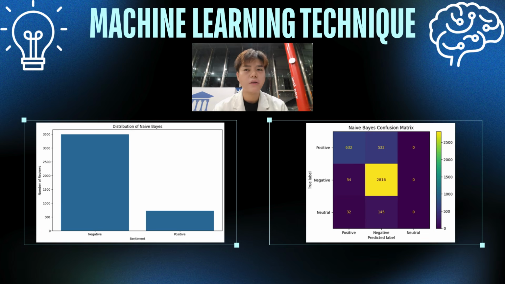It correctly classified 2,816 negative reviews and 632 positive reviews. It was particularly effective at detecting negative reviews, achieving a negative recall of 98%. However, the model did not correctly predict any neutral reviews. Most neutral reviews were classified as negative, showing that the model was strongly affected by the unequal distribution of sentiment classes.